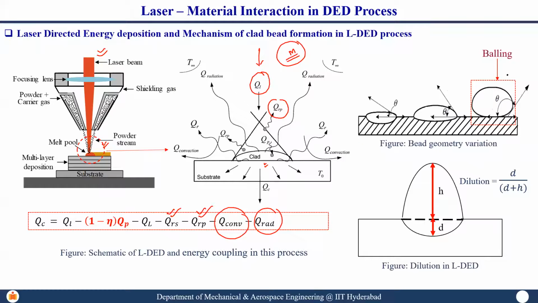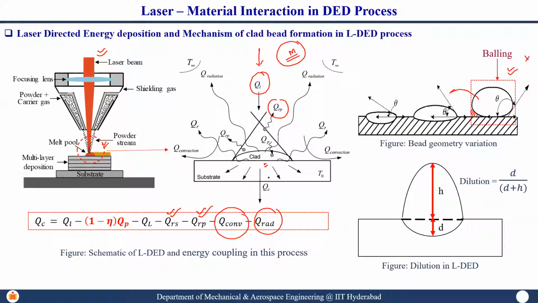Then what will happen? You will end up having a boiling phenomenon, which essentially means if you want to deposit one more track over here, then this is the shadowed region where there won't be any deposition taking place, and you will have interrun porosity. The moment you have interrun porosity, that component will not have the expected mechanical properties. So this is not good, which essentially means you need to control the energy that is going into the substrate.